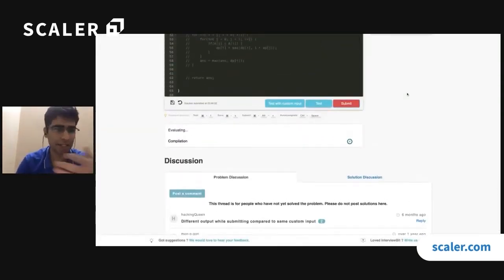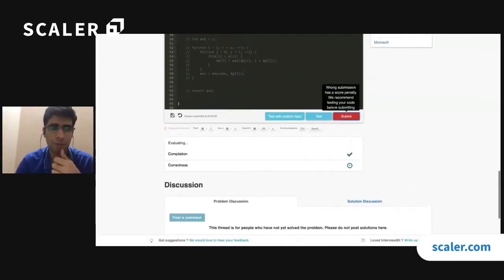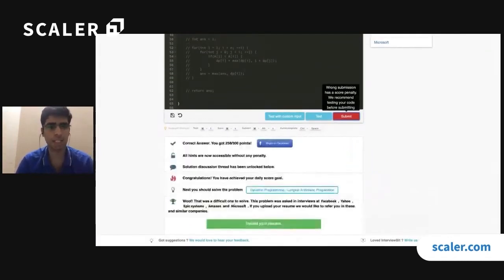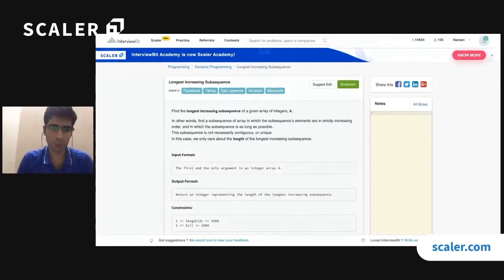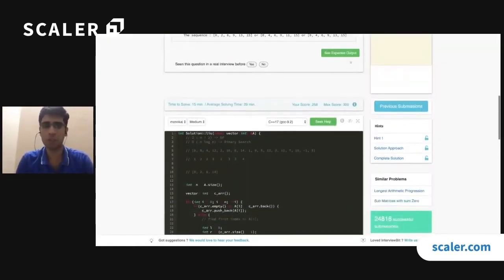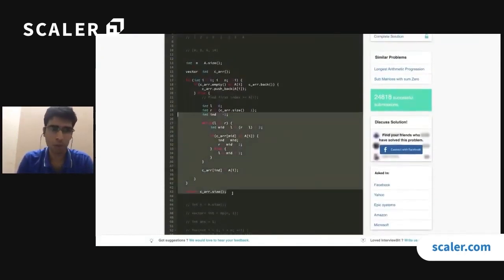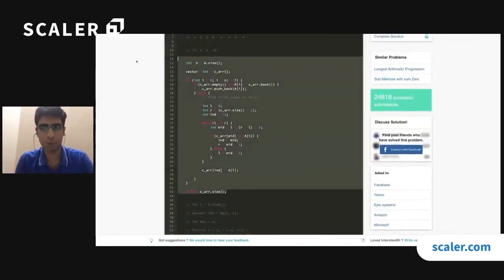Because I had added that if condition while debugging, I forgot to remove it. That was the issue. Correct. We got all the points correct. I think many people don't know that this problem can also be solved in n log n in this small code only. So that was a new thing.